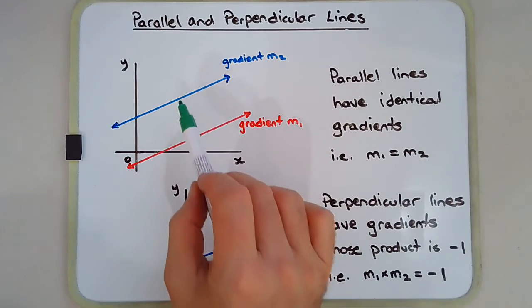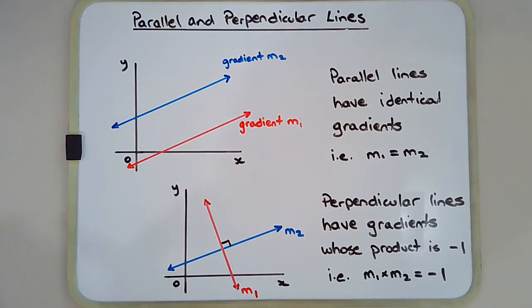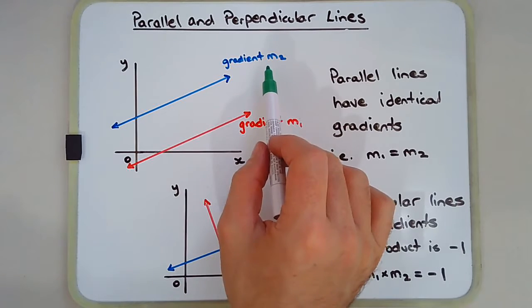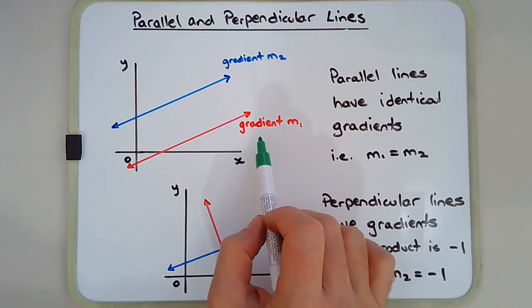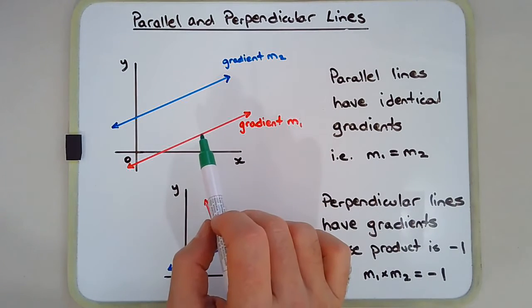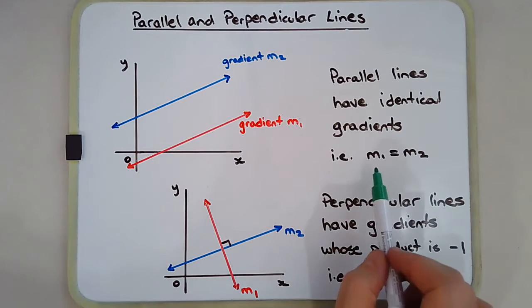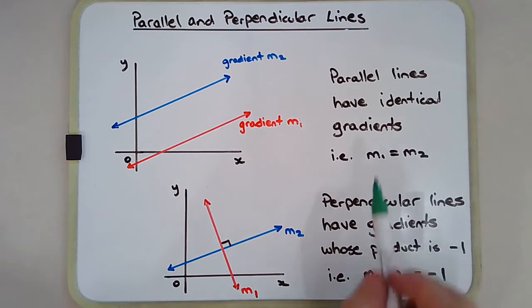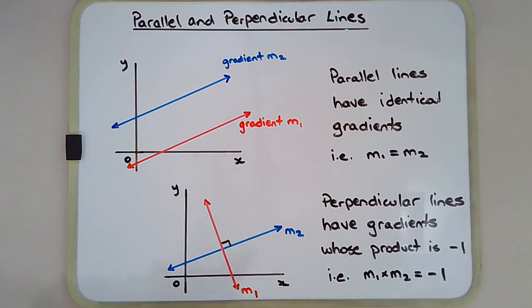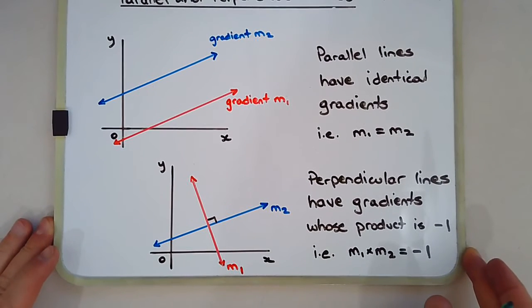So, for example, there's a blue and red line there, and the gradient of the blue line is M2, the gradient of the red line is M1, and we're told that both of those lines are parallel to each other. That means that they're pointing in the same direction. That means their gradients must be identical. So M1 equals M2.